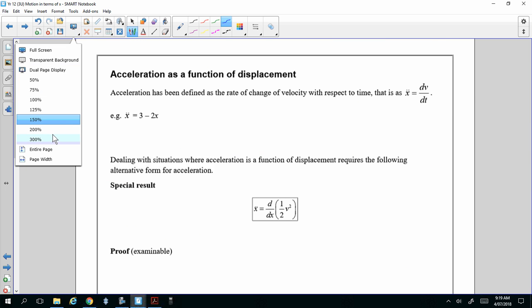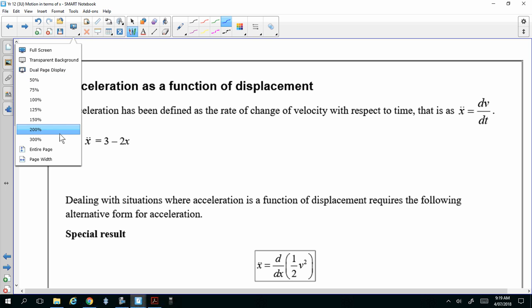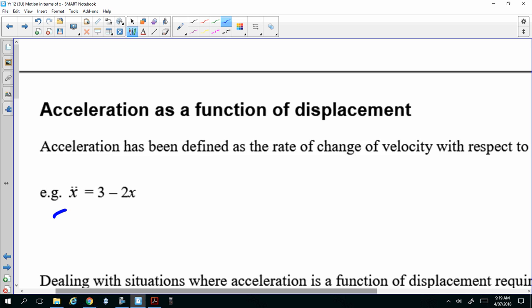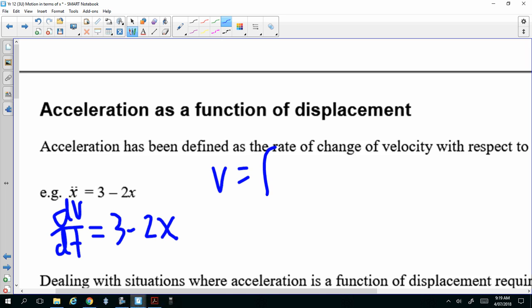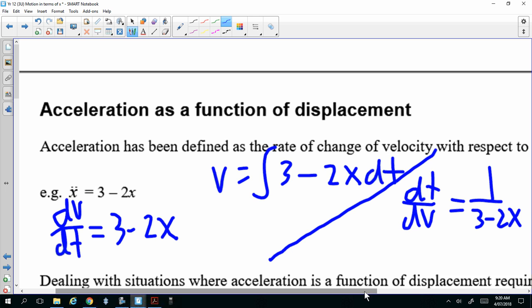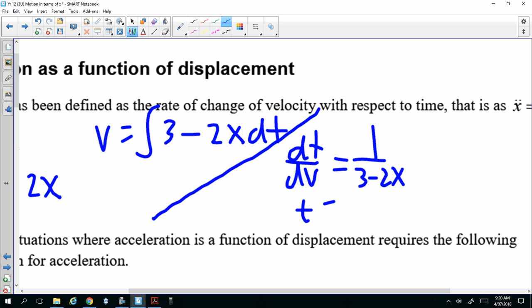Acceleration in terms of x. Could we do the same method? Now, acceleration is dv over dt. If we integrate, to find v, we can't do that, can we? Because that's x, that's t. So we can't do this. What if I flip it? dt over dv equals 1 over 3 minus 2x. Well, it still doesn't work, because t equals this. They are different. So the flipping method doesn't work.